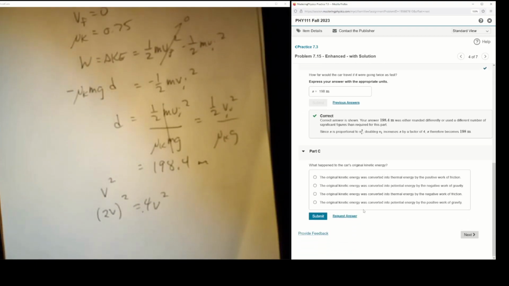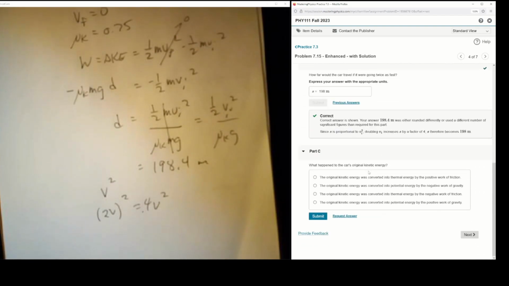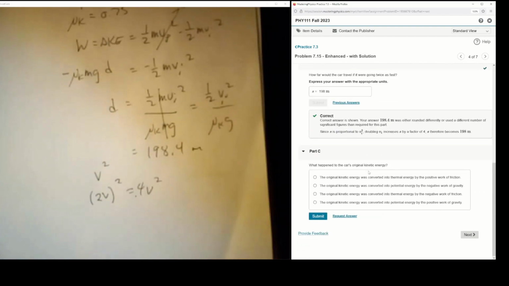Let's look at part C. What happened to the car's original kinetic energy? The car is driving and slams on its brakes. When you slam on your brakes, that will cause heating. So your tires get warm. The pavement also gets warm.